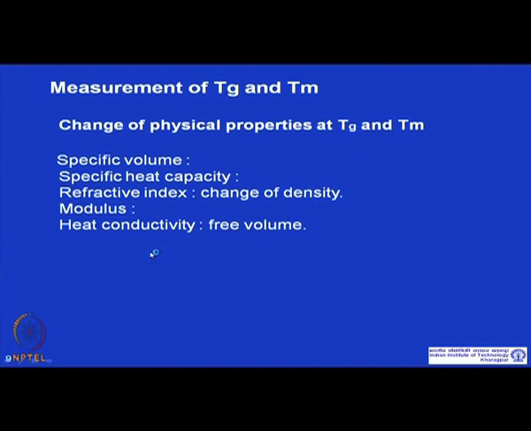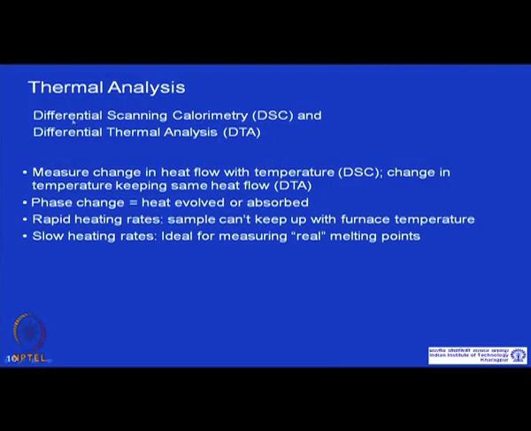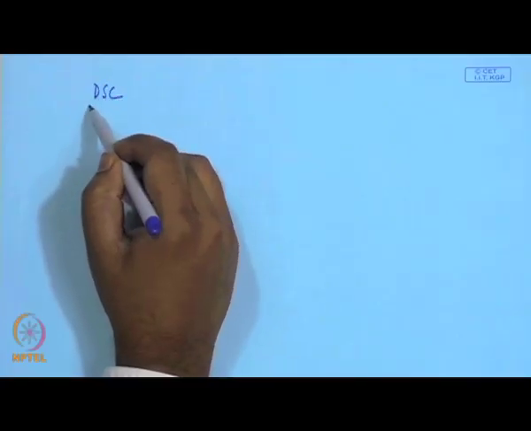The most basic techniques which are used in laboratory for determining Tg and Tm are DSC and DTA. DSC is differential scanning calorimetry and DTA is differential thermal analysis. So, DSC stands for differential scanning calorimetry and DTA stands for differential thermal analysis. What is the principle of DSC and DTA?